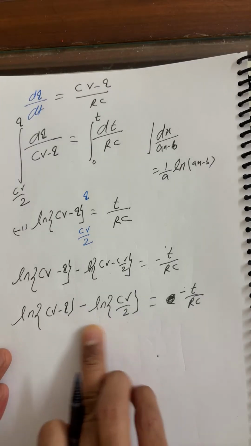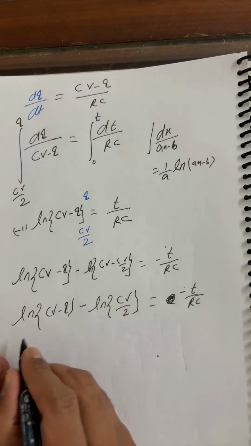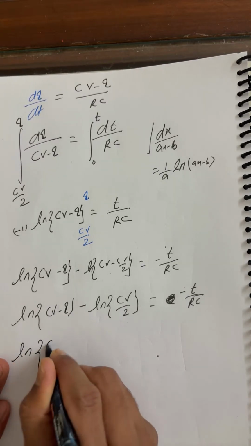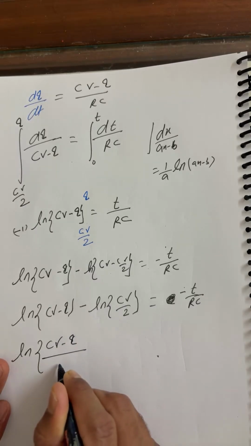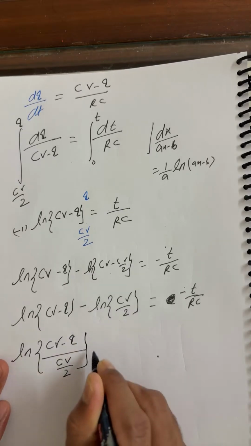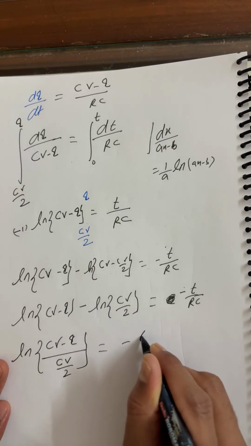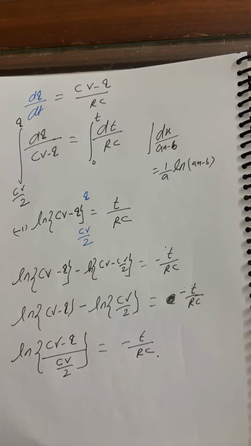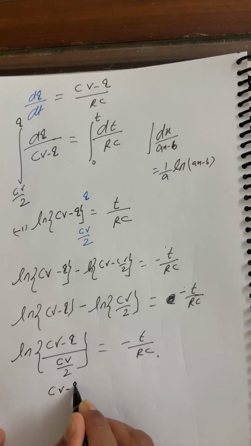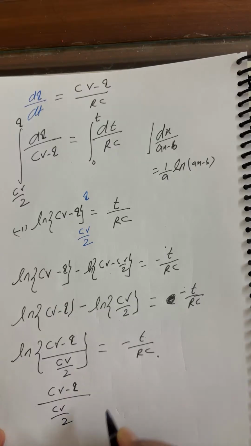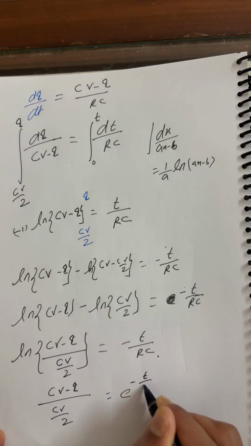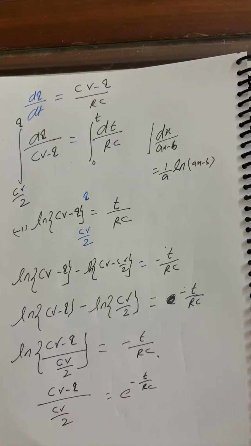Okay, here I can apply the ln m minus n formula. So this is ln of (CV minus Q) upon (CV by 2) equals minus T by RC. Take antilog on both sides. So finally, you can write (CV minus Q) upon (CV by 2) equals e to the power minus T by RC.